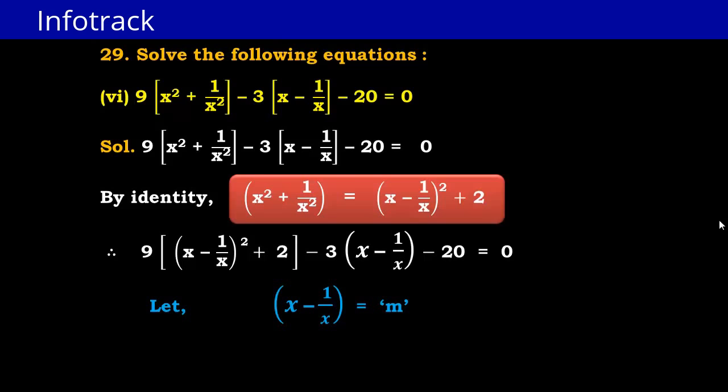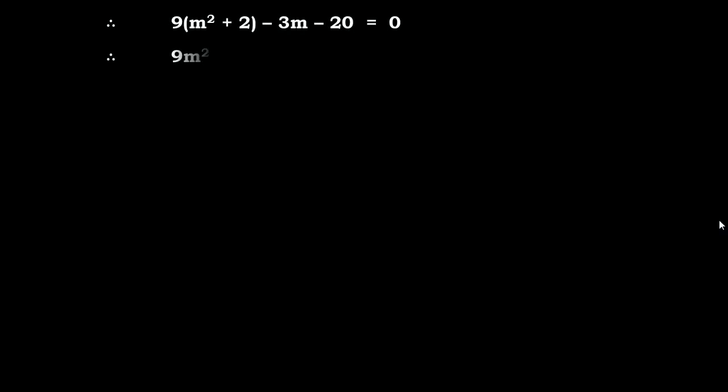So instead of this bracket we can substitute m. So we get 9 into m square plus 2 minus 3m minus 20 is equal to 0. So 9 into m square, 9m square plus 18 minus 3m minus 20 is equal to 0. Now plus 18 minus 20 will become minus 2. So 9m square minus 3m minus 2 is equal to 0.